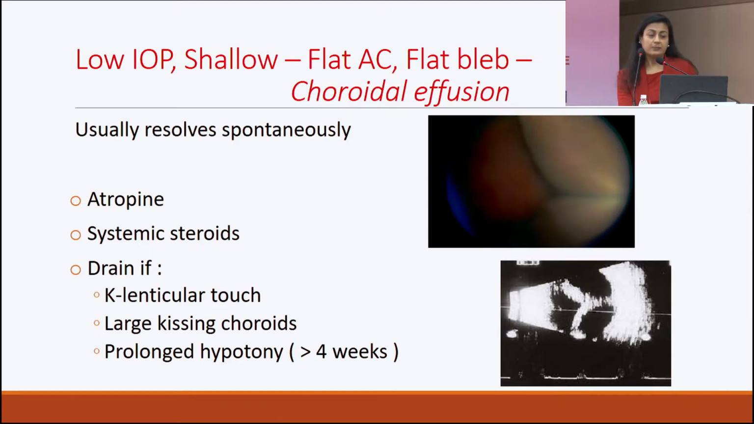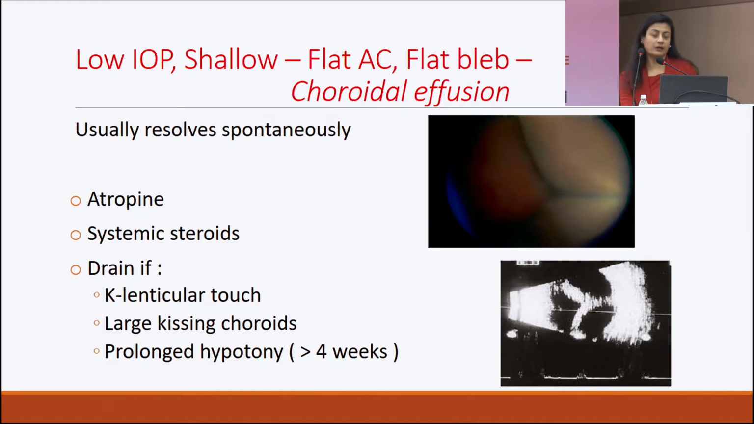Choroidal effusions can present with low intraocular pressure, shallow or a flat AC, and a flat bleb. These are again very benign, usually resolve spontaneously with atropine and systemic steroids. We have also used difluprednate in these cases because on one hand they help to control the effusion component, and they are also said to increase the intraocular pressure. So it will actually help to counteract the hypotony.